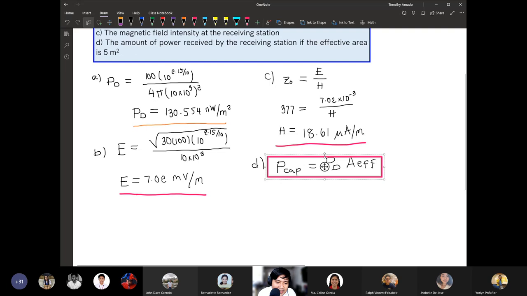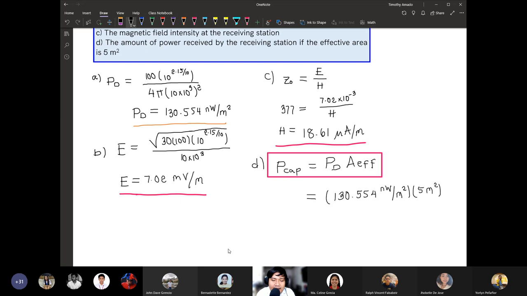So, in this case, power density natin, di ba, may value tayo, 130.554 nanowatts per square meter, multiplied by 5 square meter. Okay? So, ano pong makukuha, guys, pagka ganyan? What is our captured power? Multiply nyo lang, bale. Okay, we have 652.77 nanowatts. All right. So nice, good, nice, good.